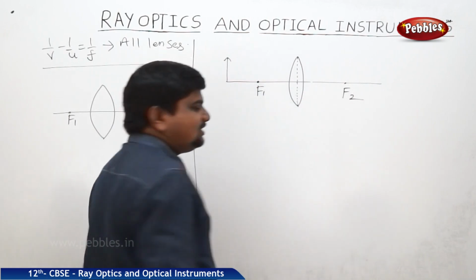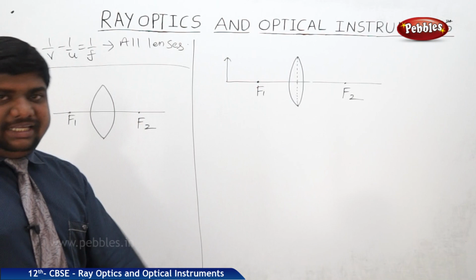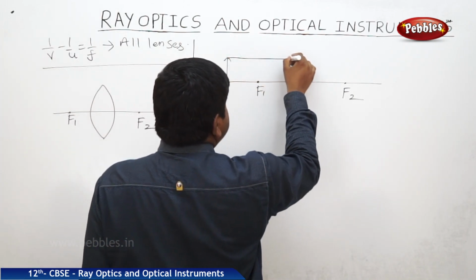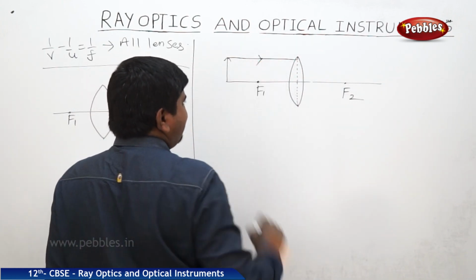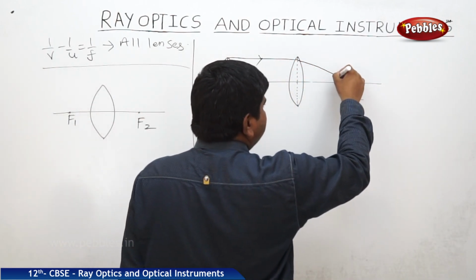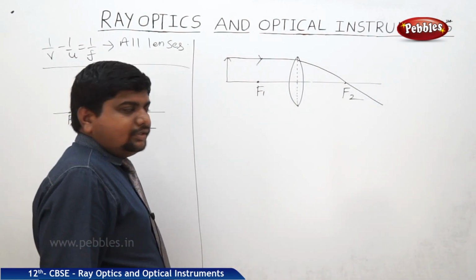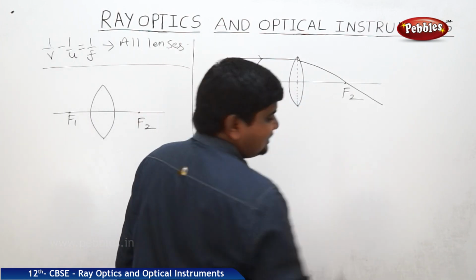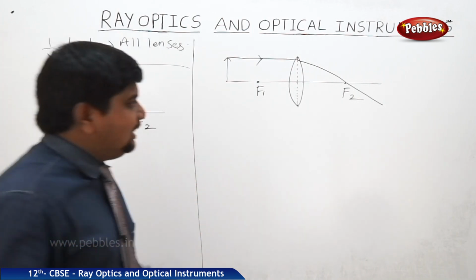The line which joins f1 and f2 and c1 to c2 is said to be the optic axis or principal axis of the lens. So light rays parallel to the principal axis of the lens are called paraxial rays. Once the light rays are paraxial, after the refraction it passes through f2. This is the first rule. Second one: if light rays pass through the optical center of the lens, then they are undeviated.